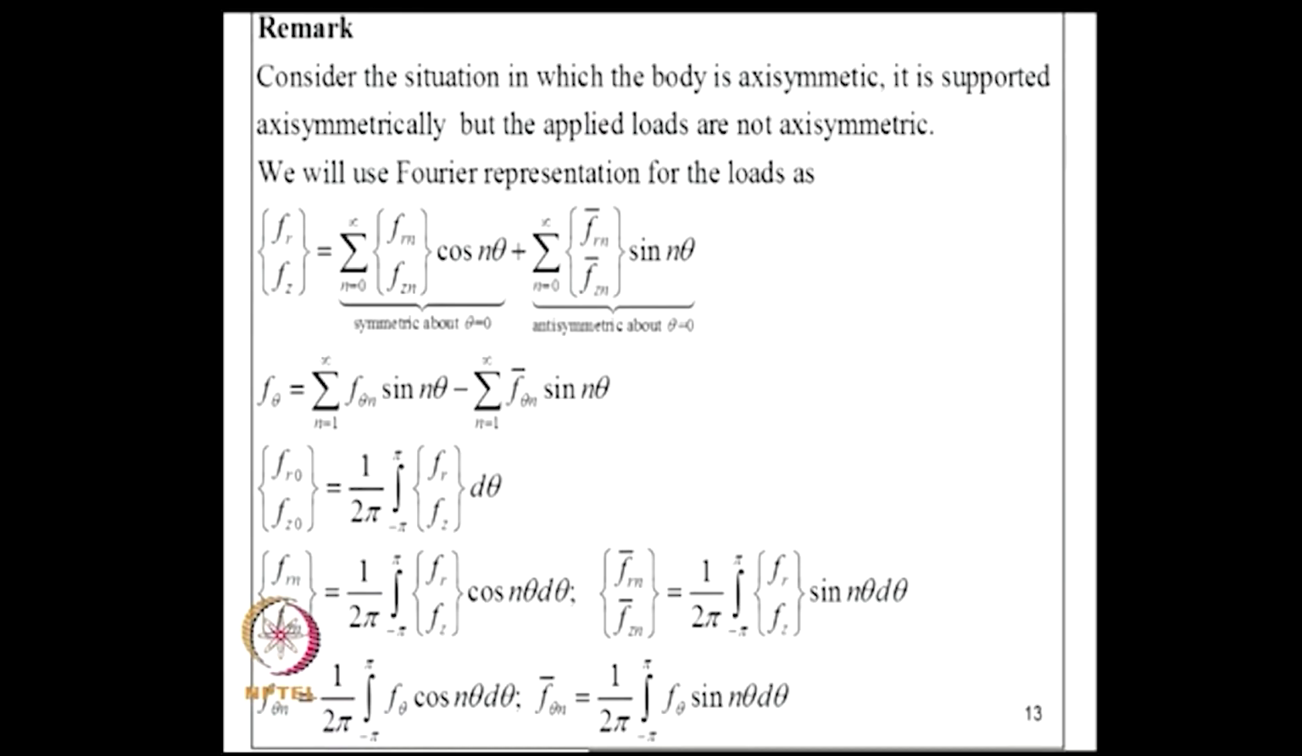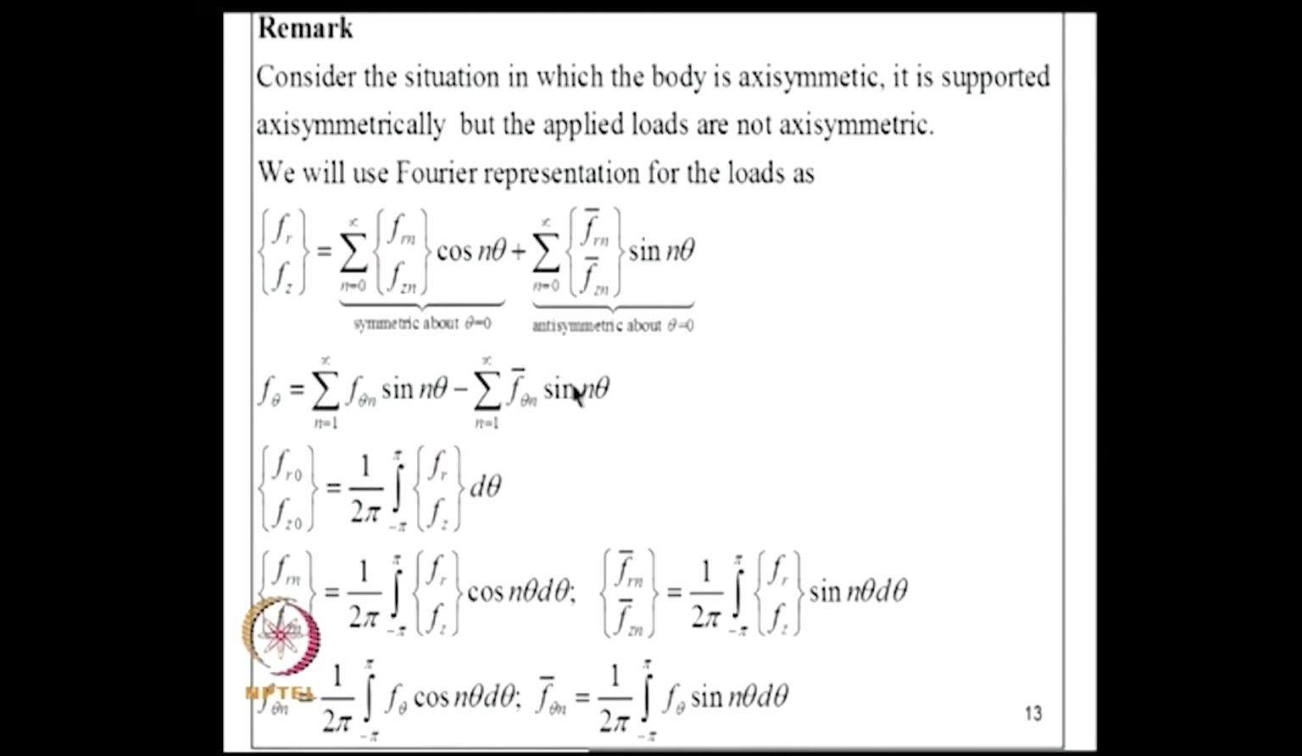So, the proposition here is that we will expand the applied loads, the surface tractions, in a Fourier series in theta. If lowercase f_r and f_z are the surface tractions, I expand them in Fourier series as shown here, and cosine terms will produce behavior which is symmetric about theta equal to 0, and sine terms will produce behavior which is antisymmetric about theta equal to 0. Now, f_theta, the surface traction in theta direction, will be expanded like this. I am assuming now that there is a surface traction in theta direction also, not a body force.